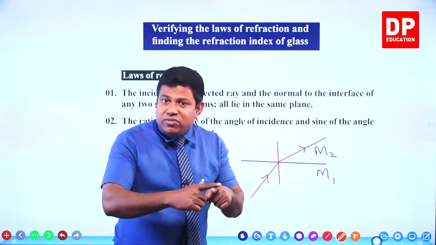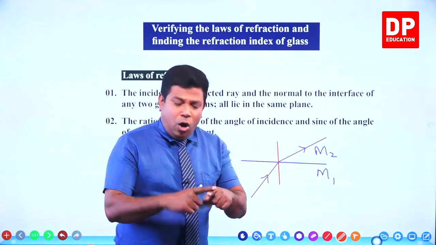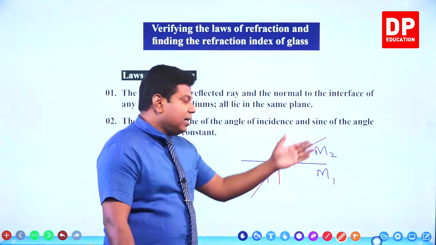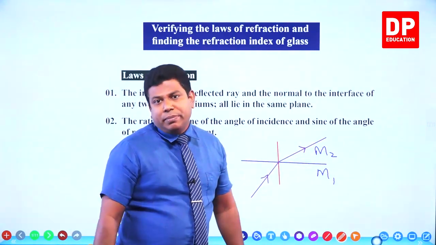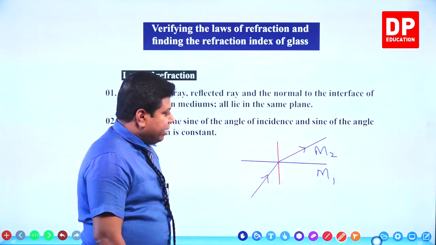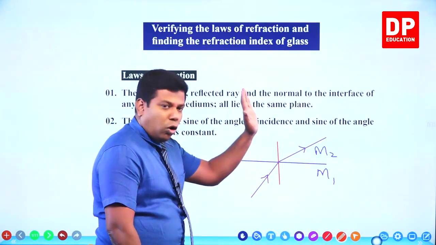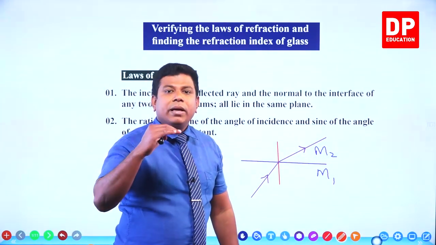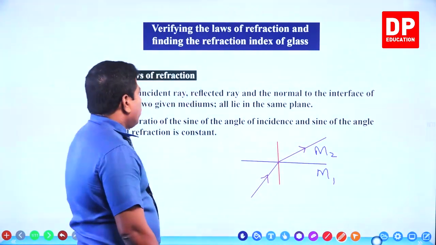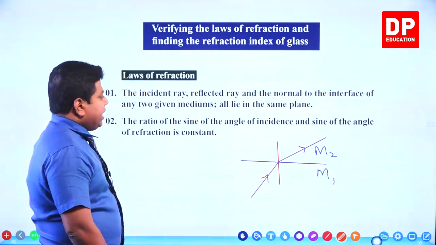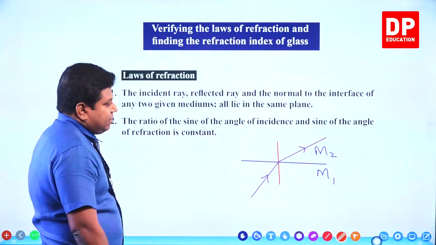All these three have to be in the same plane. Usually, two lines will always be on one plane. However the two lines are, you can bring them into a plane. But the third line also will be on the same plane. That's what we are going to show, that the incident line, normal, and the refracted line, all three will be in the same plane. Law number one. Law number two, the ratio of sine of the angle of incidence.